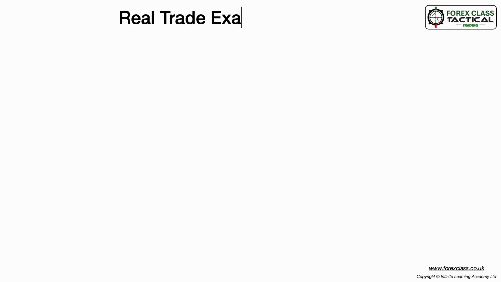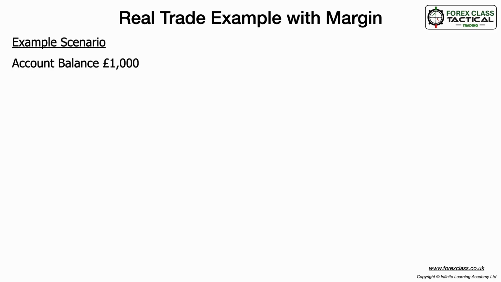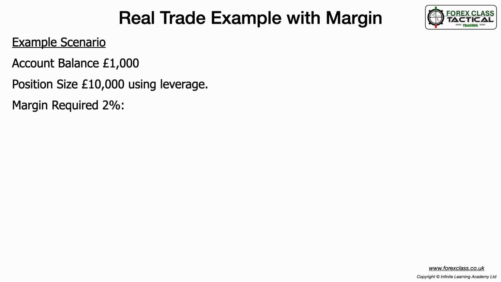Now let's look at a real trade example to understand how margin works in practice. Imagine you have £1,000 in your trading account. You open a trade worth £10,000 using leverage. Your broker requires 2% margin to open this position. So, 2% of £10,000 is £200. This £200 is your used margin.